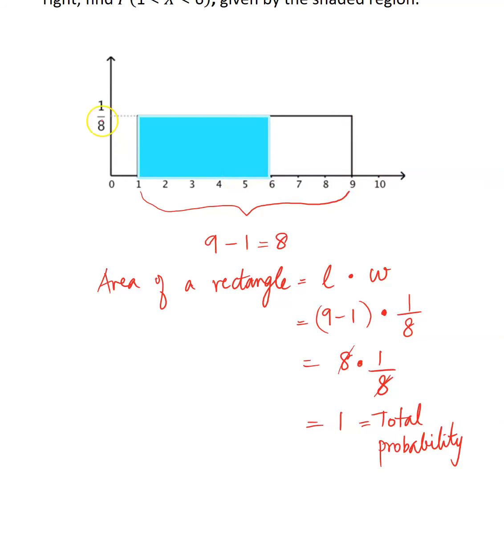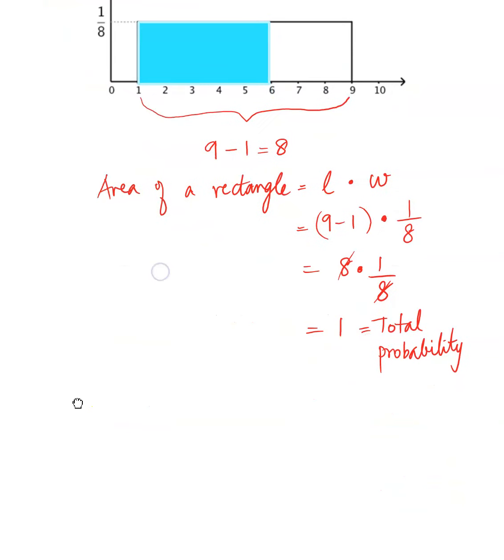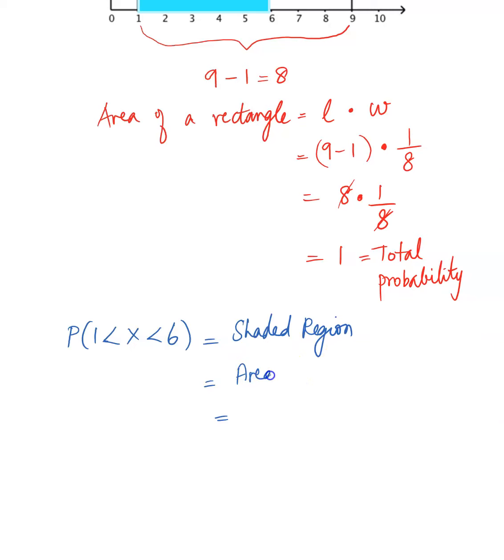Let's write P of 1 less than X less than 6. This is nothing but the shaded region. And if it's a shaded region, we can see that that shaded region is a rectangle. And if it's a rectangle, let me just say area of a rectangle, that will make it more accurate. So this probability is the same as this area, and the area of a rectangle is length times width.